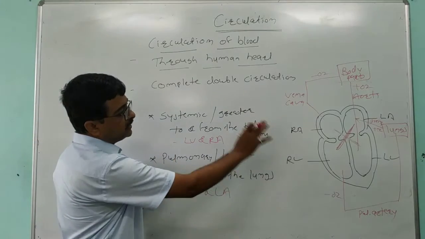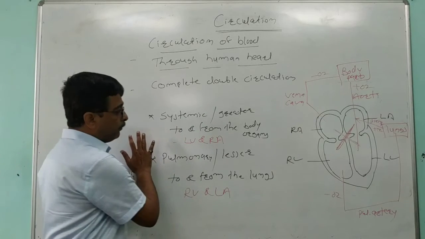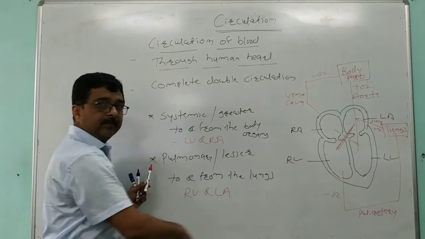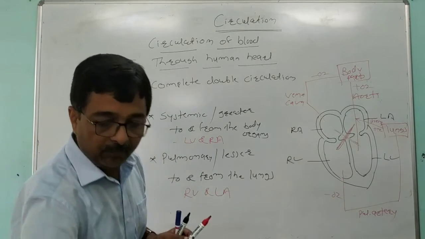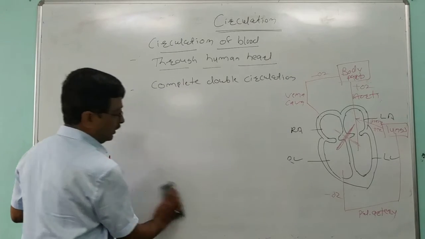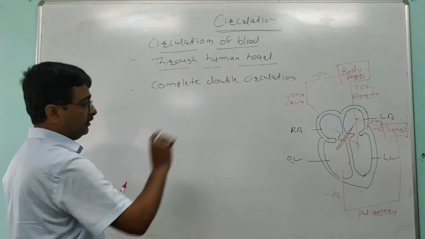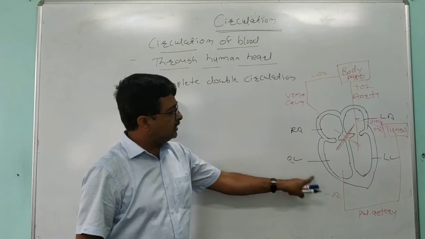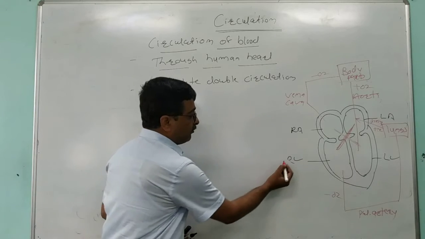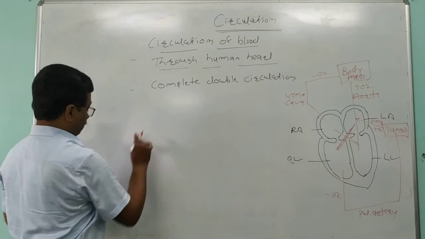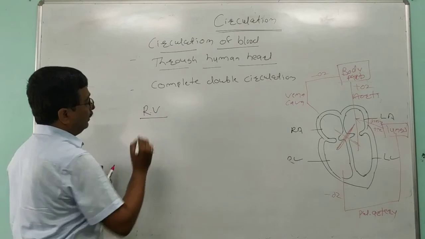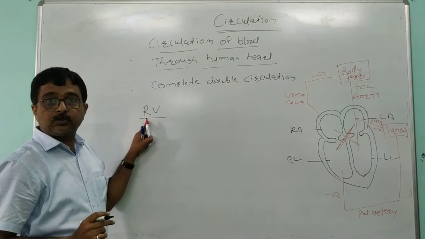They are responsible for systemic and pulmonary or lesser circulation. Now this is with the help of a simple diagram, and with the help of a tabular form, again we are going to discuss this. Now this is the cycle, and we are going to draw this cycle for better understanding. This is the diagrammatic representation. First we will start from any chamber because it is a cycle. So first we are going to start from the right ventricle. The right ventricle has deoxygenated blood.